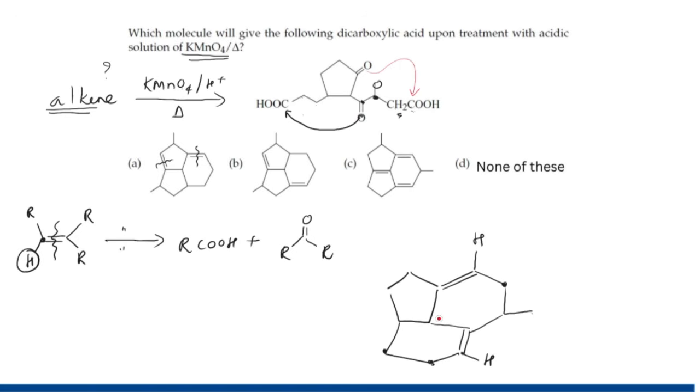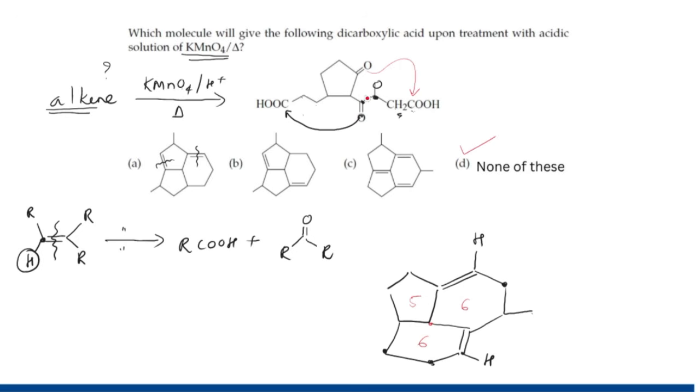And check how many membered ring we got here. 5-membered ring, 6-membered ring. Here also 6-membered ring. Do we have any such option with 5-6-membered ring? No. We have a tricyclic molecule with 5-5-6, 5-5-6, 5-5-6. So none of these molecules are going to form the product as shown here. Hence the correct option is option D.